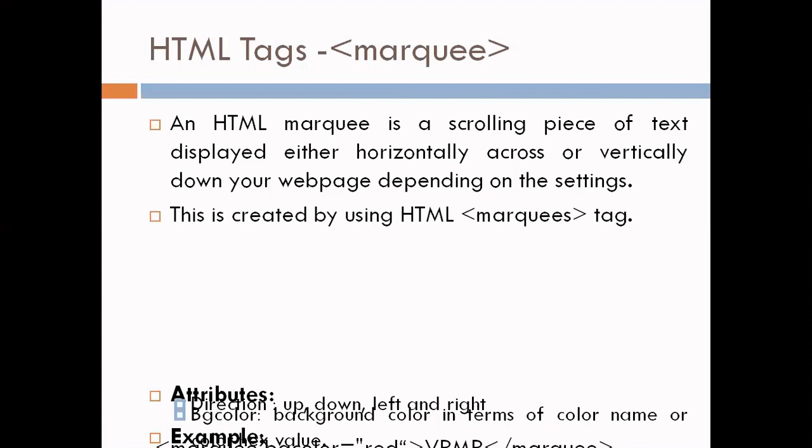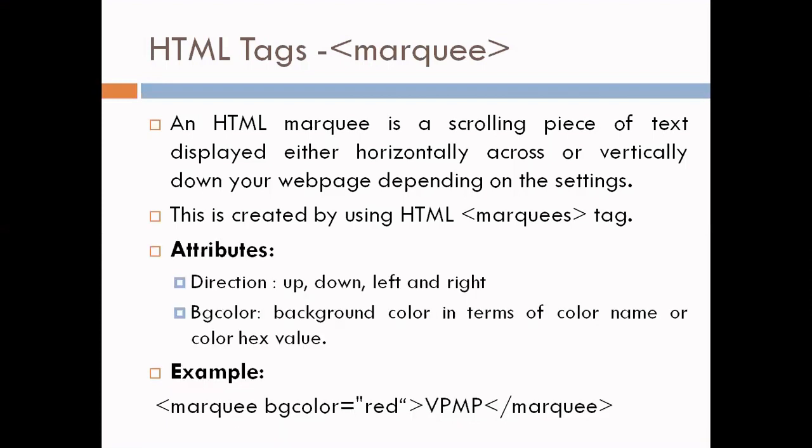The attributes are direction. The direction attribute has 4 values: up, down, left and right. By default its value is left. It means, suppose we are not specifying the direction attribute. In that case it will scroll the text from right to left direction.